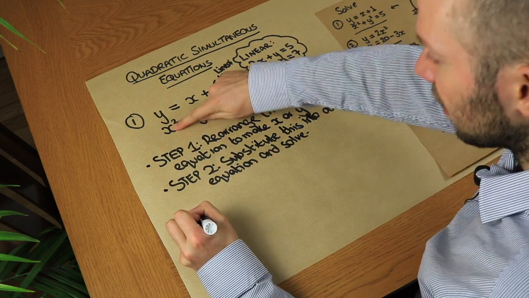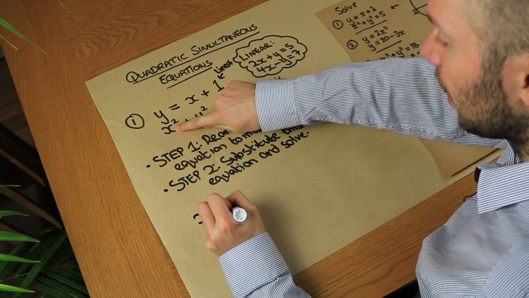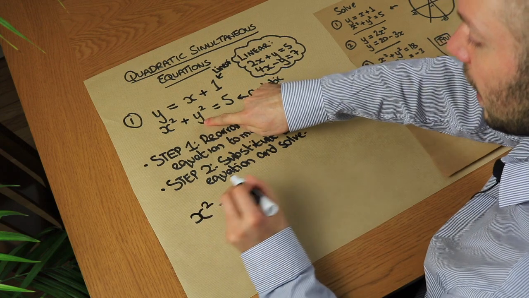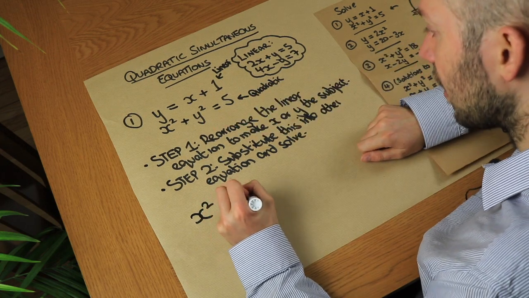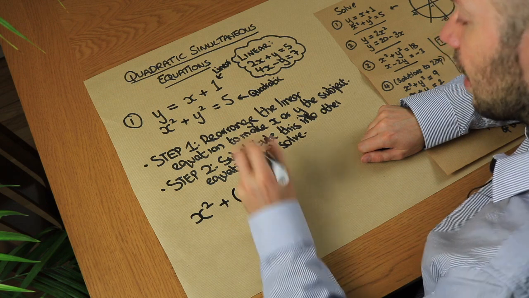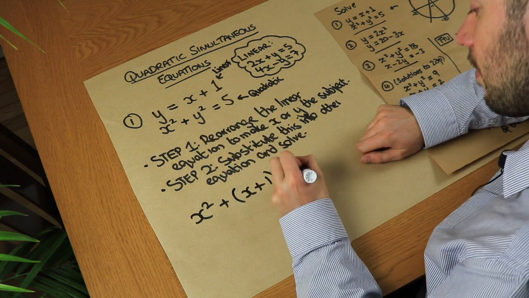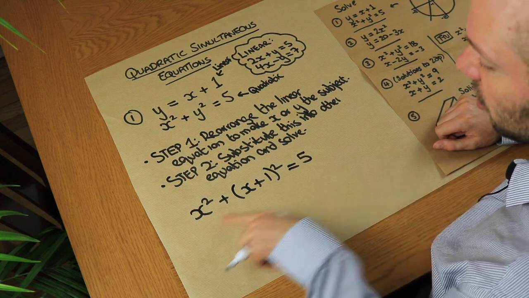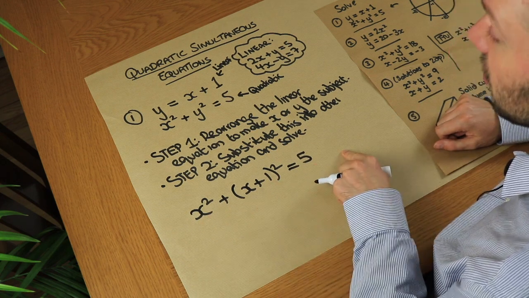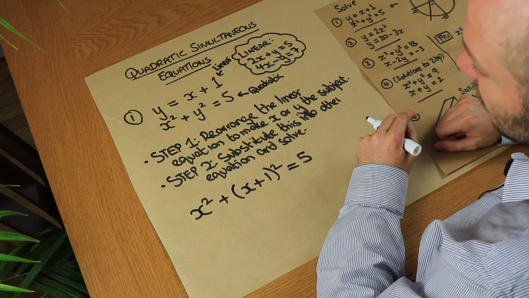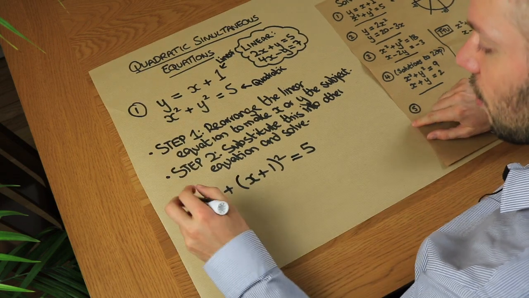We're going to say x squared, we still have x squared, plus, but this y here we can replace with, in brackets, x plus 1. So now we've got x plus 1 squared, and that is equal to 5. And now we've got a single equation in terms of x, a quadratic equation, which is why we call these quadratic simultaneous equations. And we can just solve this in the usual way.